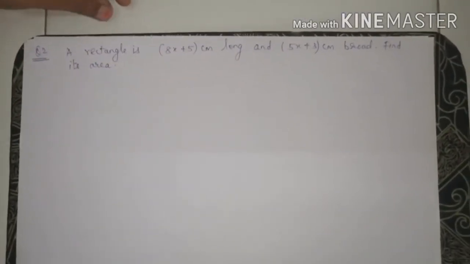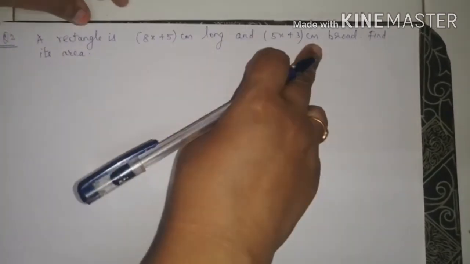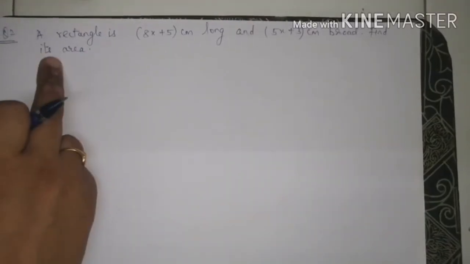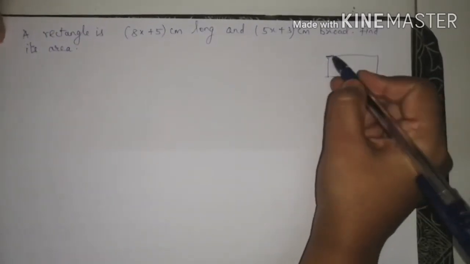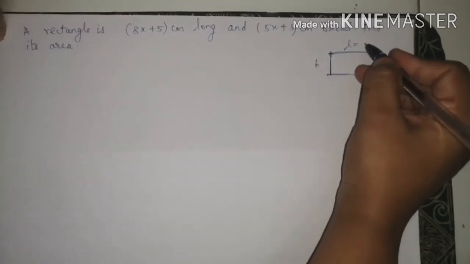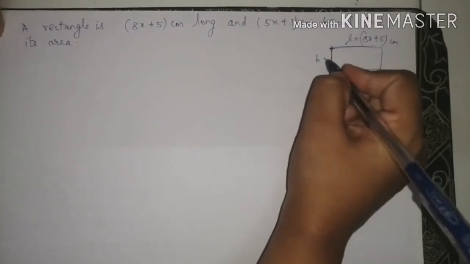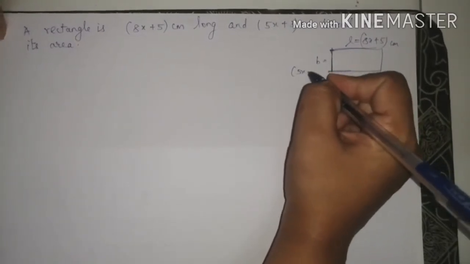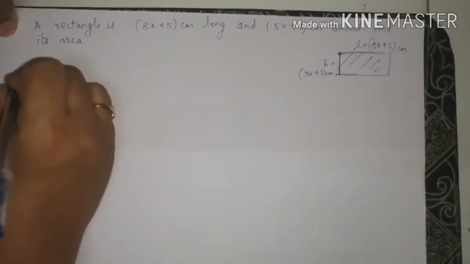Question number 2. A rectangle is 8x plus 5 centimeter long and 5x plus 3 centimeter broad. Find its area. You all know the rectangle. This one is a length, the smaller one is a breadth. Length they have given me 8x plus 5 centimeter and breadth they have given me 5x plus 3 centimeter. They are asking to find the area of this rectangle.